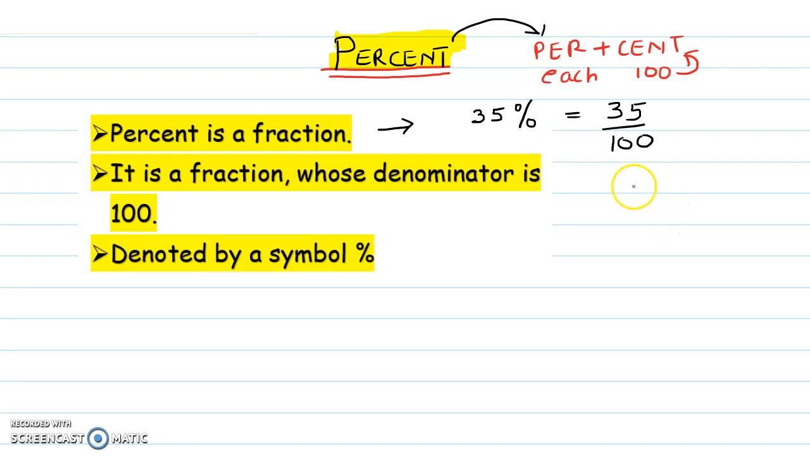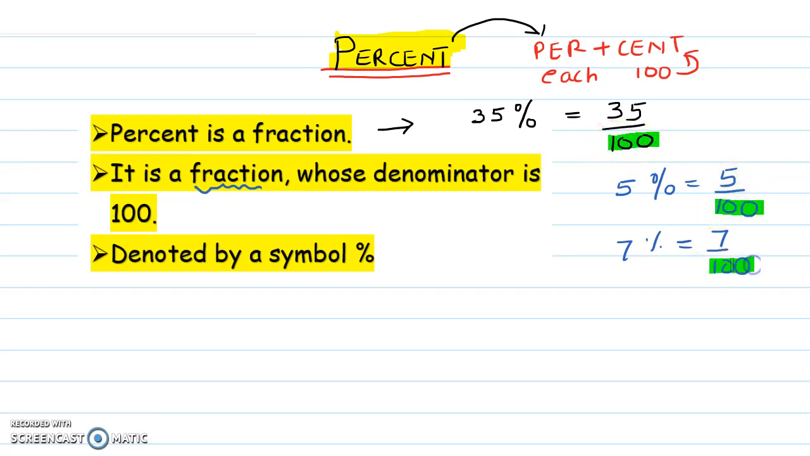Now let's take another example. Let's take 5%. 5% means what? Yes, 5 divided by 100. 7% means what? 7 divided by 100. So basically it is a fraction whose denominator is always 100.